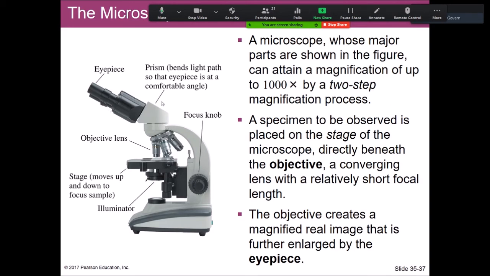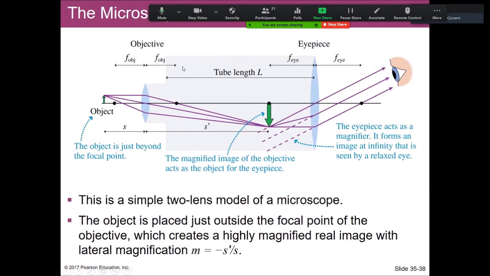But it's a compound setup here. So here's an example of that. What we have here is our object placed near the objective. One of the things that happens is that the focal length of the objective and your object distance are very close to each other, so you end up creating an image that's very far away on the other side here.